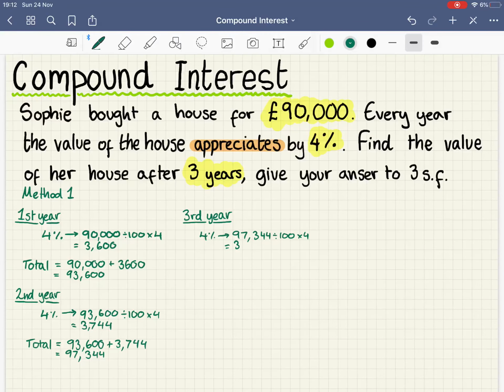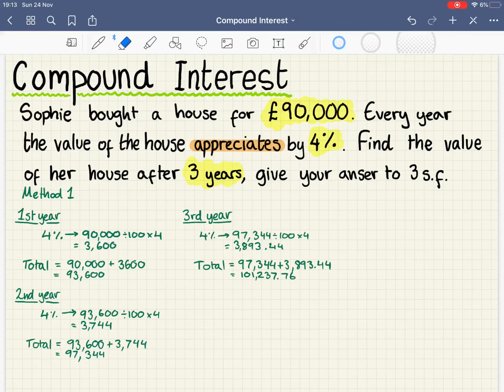So it's 3,893.44. Again, finding that total amount, 97,344, adding the 3,893.44 to give you 101,237.76.